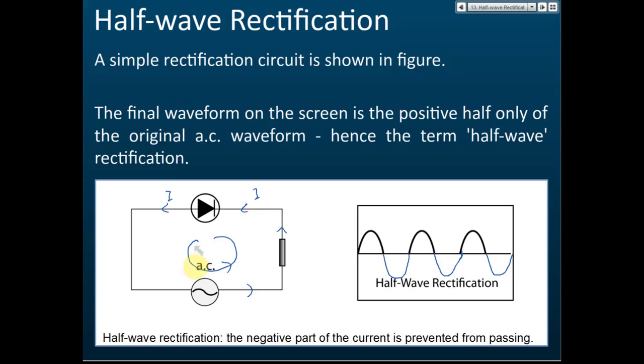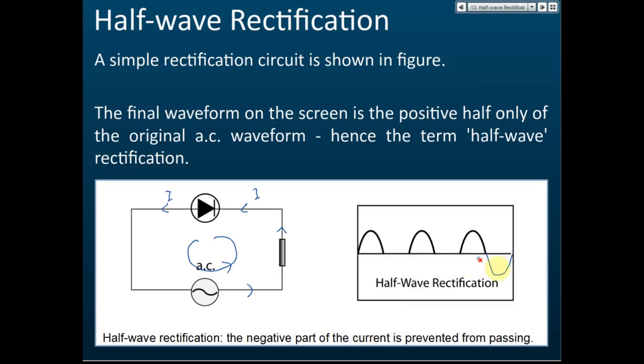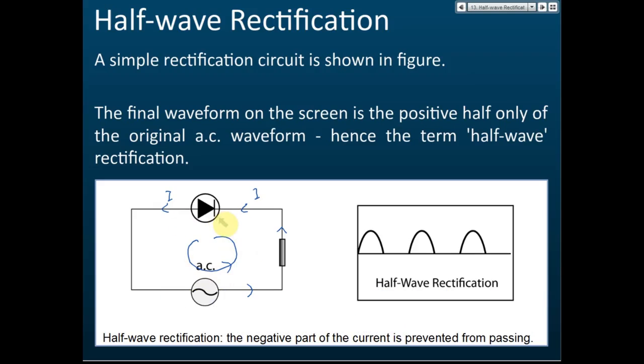So if we move clockwise, fine, forward bias. But if it tries to move backward, reverse bias occurs and no current flows. So no current flows backwards. Current can only flow clockwise, and no current can flow counterclockwise. This means the current can only flow in one direction only: clockwise, clockwise, clockwise. The anti-clockwise cannot, because of reverse bias.